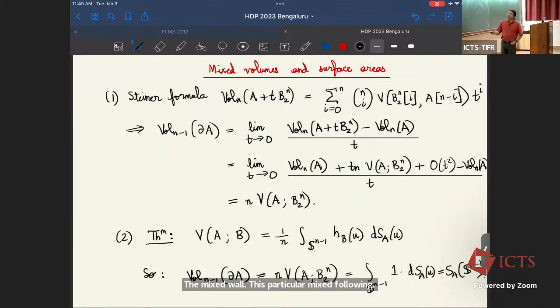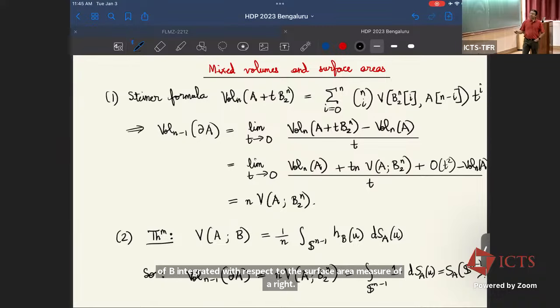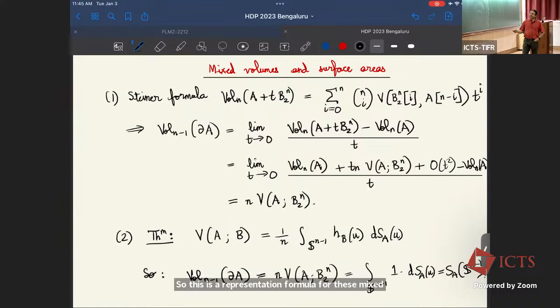Moreover, it turns out that there's a formula for these mixed volumes in general that can be written in terms of the support function. I'll shed some light on why this formula holds in a bit. So this mixed volume of A and B is 1 over n times the integral over the sphere of the support function of B integrated with respect to the surface area measure of A, right? So this is a representation formula for these mixed volumes using one feature of B, namely its support function, and one feature of A, namely its surface area measure.